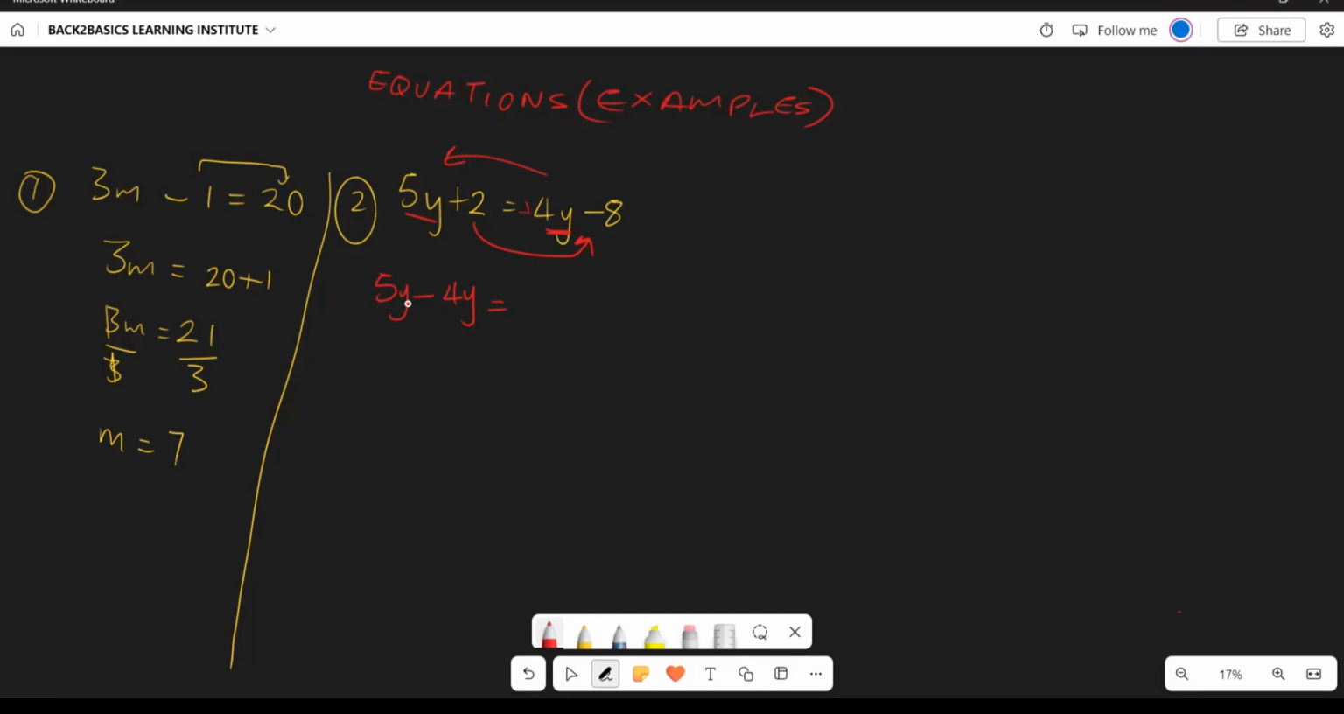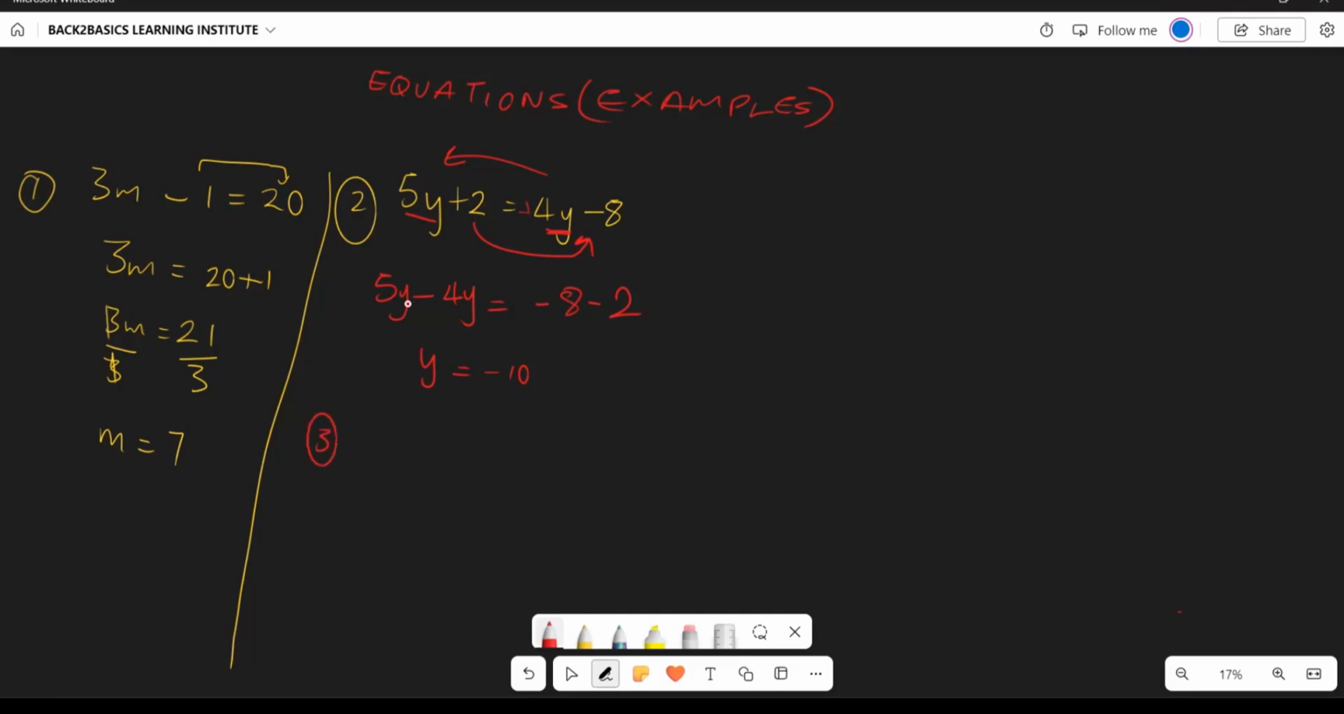This is going to be equal to negative 8. And when you take this 2 to this side, this is going to be negative 2, because it was positive on this side. And now from here, 5 subtract 4 gives you 1. So this is the same as y is equal to negative 8 subtract 2. This is going to give you negative 10. So your answer here is negative 10. Are we together? So now let's look at number 3.